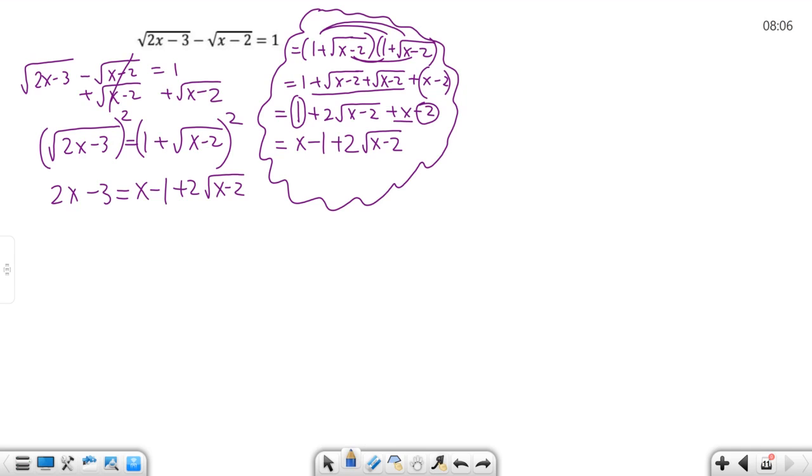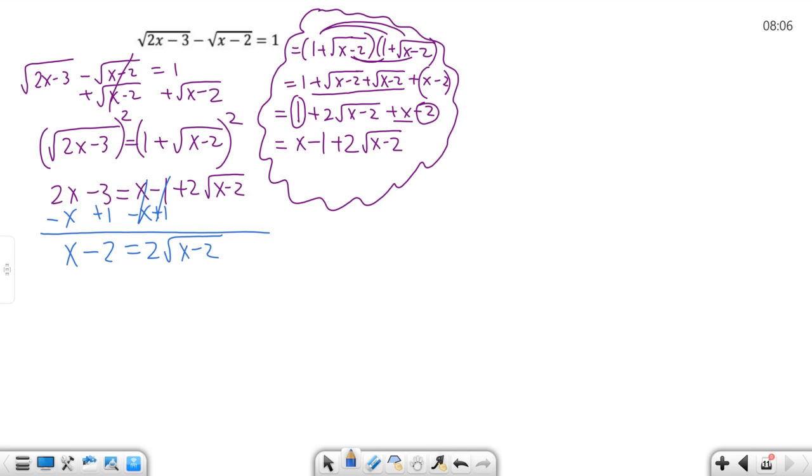So now let's try to get this thing equal to, not 0, equal to this radical over here. So we're going to subtract x from both sides. We're going to add 1 to both sides. And that cancels, and we get x minus 2 equals 2 times the square root of x minus 2.